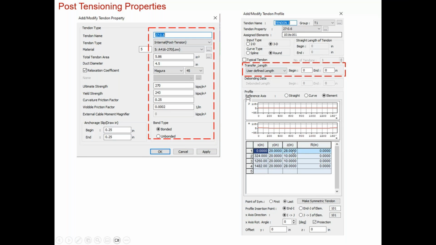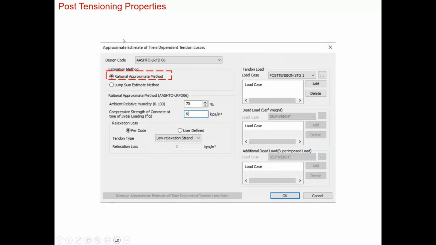So this means the strand drapes from 28 to 10. This is measured from the bottom of the inverted T to the centroid of the tendon. It's important also to note that we don't have a transfer length in this case. These are dealing with post-tensioning. And of course, we have this window that shows all the definitions for the post-tension tendon. And of course, don't forget about the method for the losses that you will be using for the tendons.